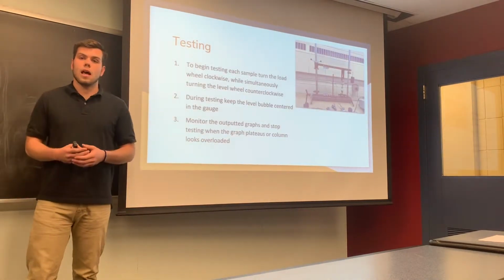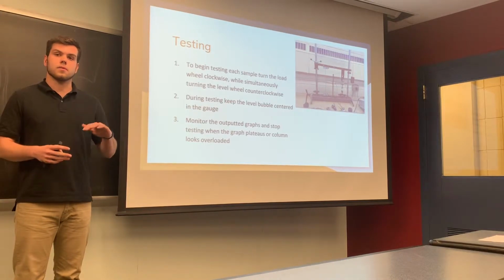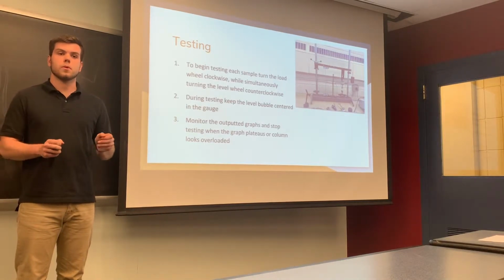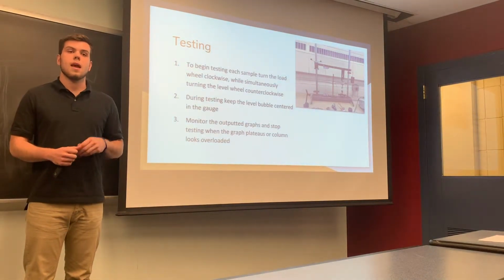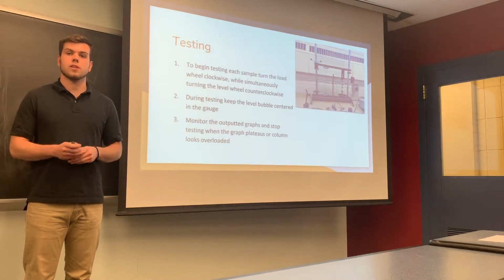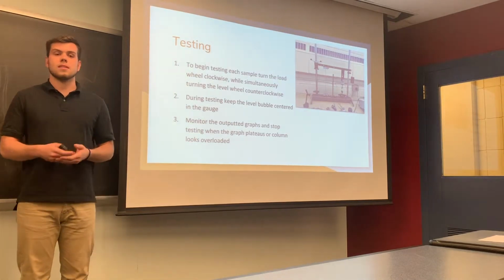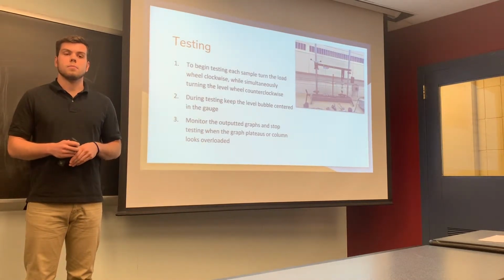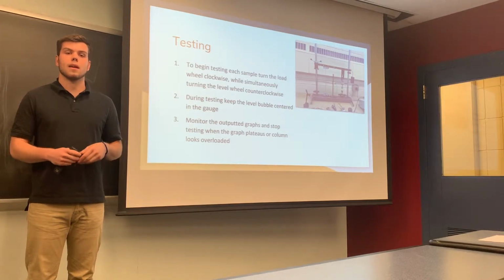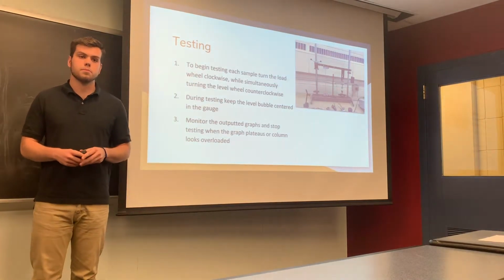For the testing of the lab, you want to make sure that it is level still from your setup, and then slowly rotate the two wheels, the loading wheel in the clockwise direction and the level adjust in the counterclockwise direction at the same rate. It's important that it is at the same rate in order to keep the bubble gauge level. And by keeping the bubble gauge level, you're having a constant applied load to the column.